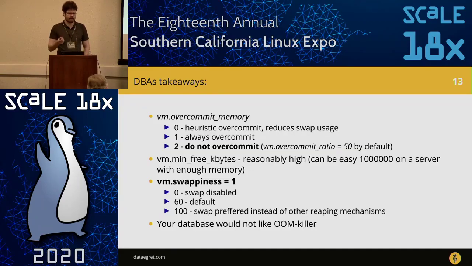And last thing, your database would not like OOM killer. So basically, if you know how many PostgreSQL workers you have, you know how much memory you have, you know size of your shared buffers, keep in mind that if you exceed this amount of physical memory with those settings about swap, you get your PostgreSQL server killed by OOM killer. If you change those parameters to avoid this, you end up with bad performance. So there is no free breakfast here.